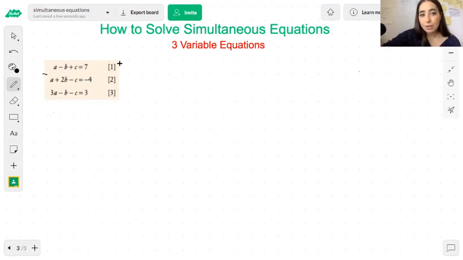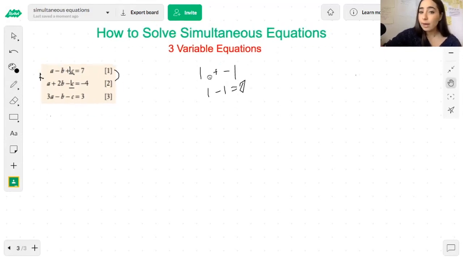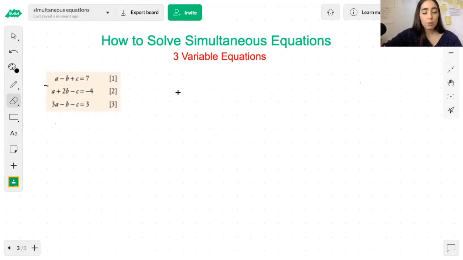So let's first focus on equation 1 and equation 2. What variable can we eliminate? Well, we can eliminate A by subtracting the equations, but we can also eliminate C. Because they have the same coefficient of 1, we can eliminate them by actually adding them together, because 1 plus minus 1 is 1 minus 1, which gives us 0. So that will also enable us to eliminate them. So what we're going to do is we're going to start with equation 1 and equation 2, and we're going to eliminate the variable of C.